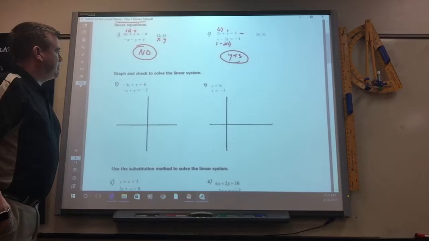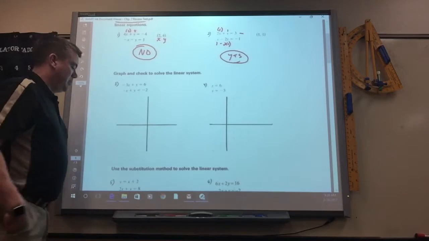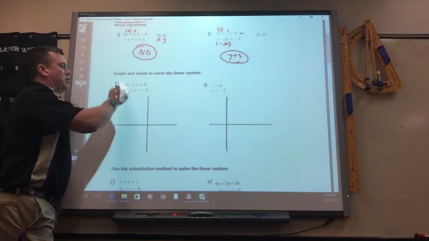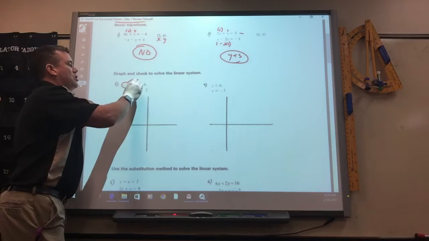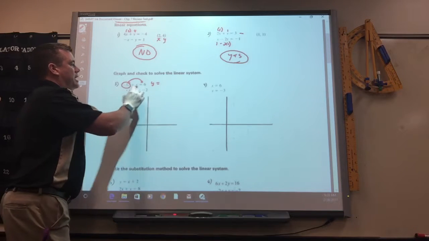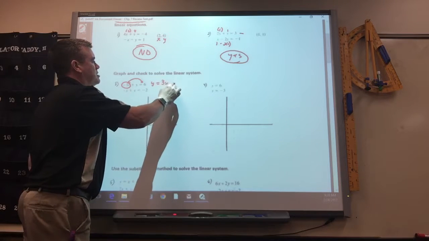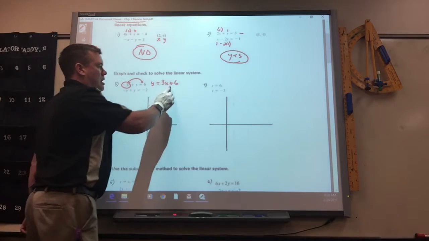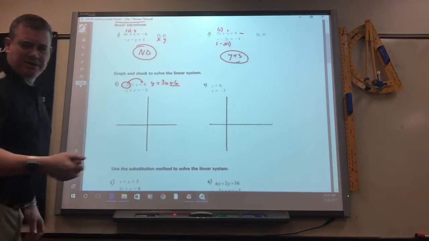Okay, graphing. In order to graph these, you got to put them in slope-intercept form. So you just move this over and it'd be y equals, this would change from negative to positive 3x plus 6. So when you graph it, it crosses at 6. Can you see the lines on yours?